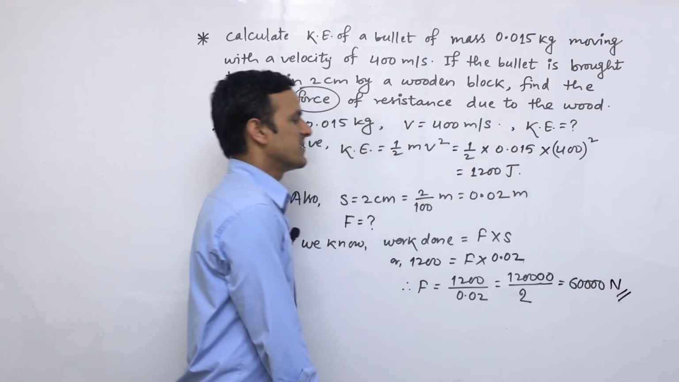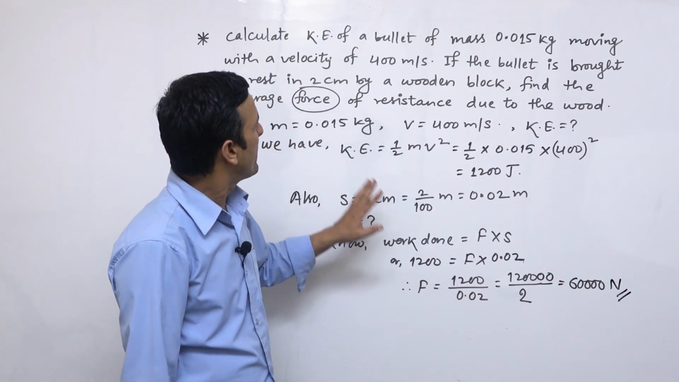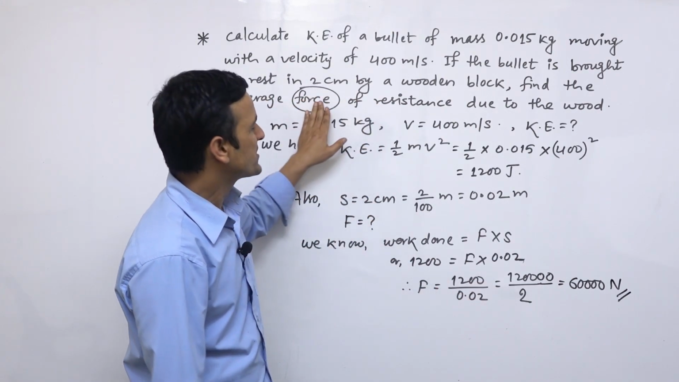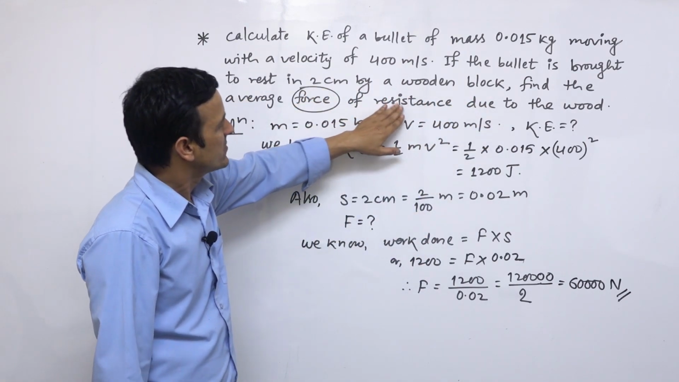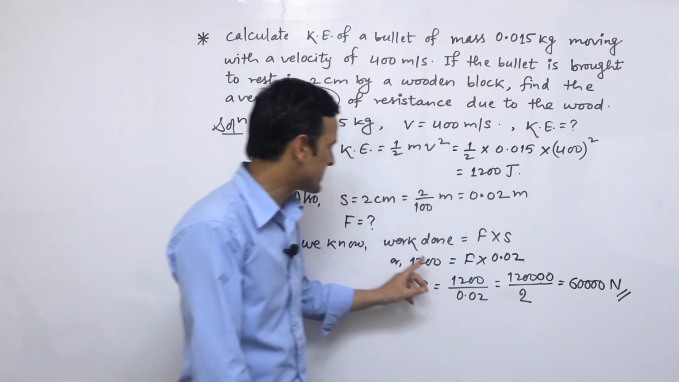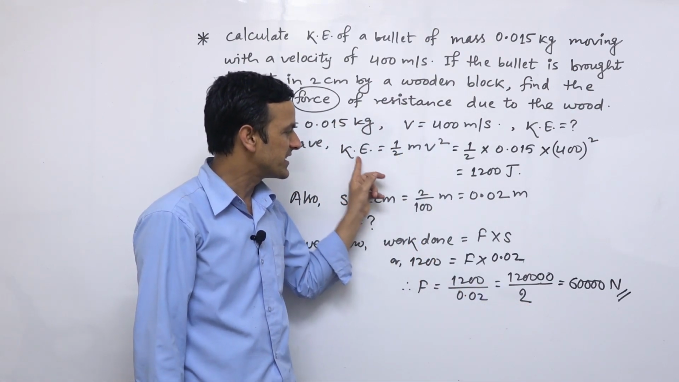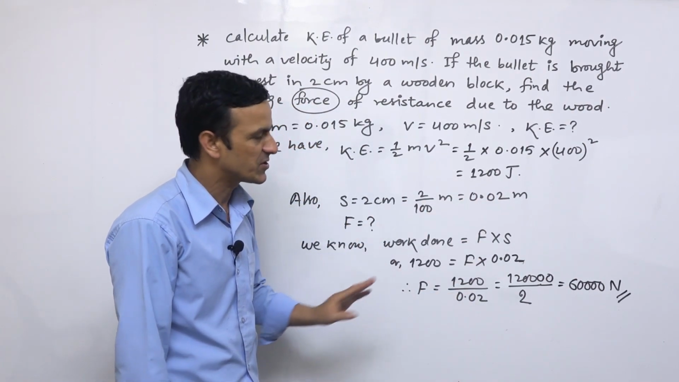So this 60,000 Newton is required as the average force of resistance to resist the wooden block. So this is the required force by solving this one. So kinetic energy and work done, it is the same thing. So in this way we can solve this problem.